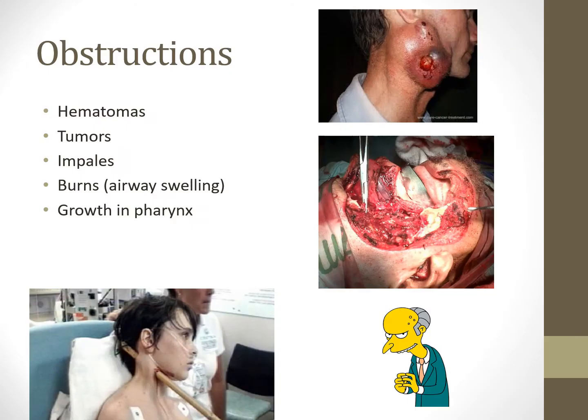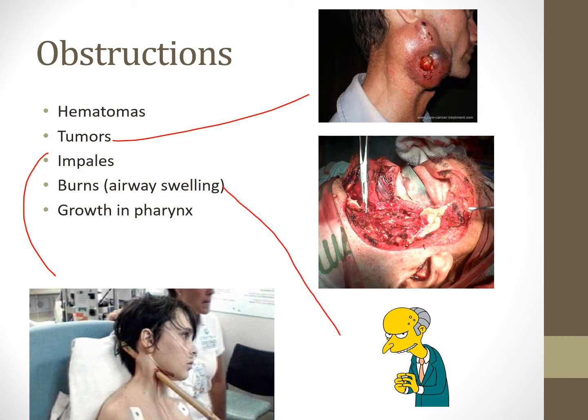All right, LEMON. So L was look externally. E was for evaluate the 3-2-2. M was for Mallampati. O is for obstructions, right? So this is where you're going to look for different things like hematomas, tumors, anything that's impaling someone, burns. I'm talking about airway burns, not C. Montgomery.